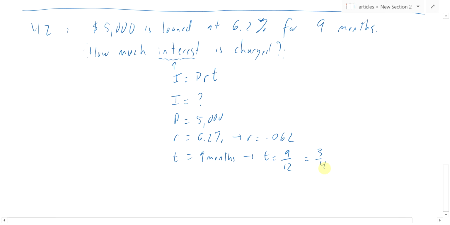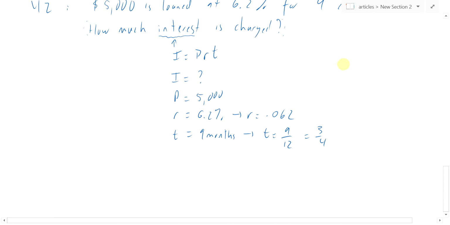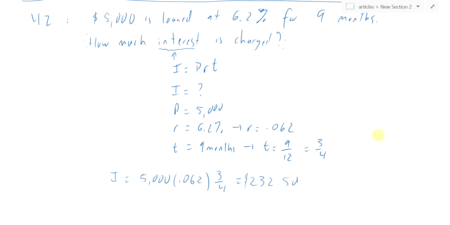And so how much interest is charged? I equals 5,000 times R, which is 0.062, times T, which is 3/4. And if you multiply that all out, you get $232.50. Right. So 5,000 is loaned at 6.2% for 9 months. You're going to owe $232.50 in interest by using this formula and plugging stuff in.